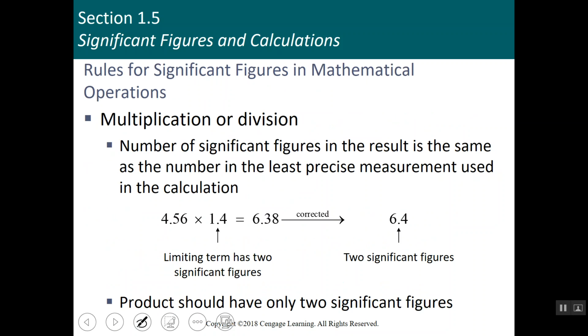When you multiply or divide, the number of significant figures in the result is the same as the number in the least precise measurement used for the calculation. This has 3 sig figs. This has 2 sig figs. We go ahead and do that math on the calculator. We come up with this answer. Then we need to truncate our number so it has the same number of significant figures as the limiting term. So we would only have 2 sig figs in that particular example.